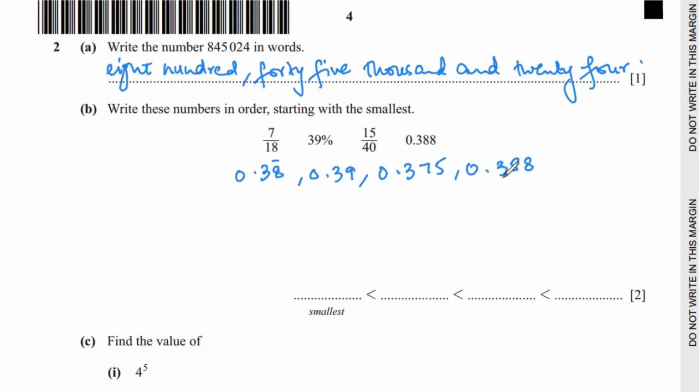So now if we look at this, the smallest over here is clearly 0.375, which is 15/40. Then we have 0.388, which is your already decimal form. After that, we have 0.38 recurring, which is 7/18. And lastly, the 39%. Remember to write the values that are in the question, not the ones that you found after converting them into the same format, because then you won't get full marks. So always write the values in the question, not these ones.